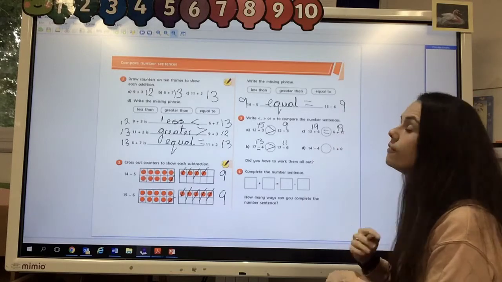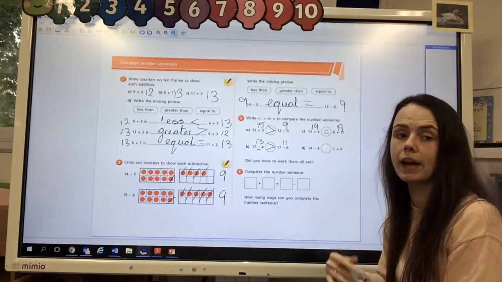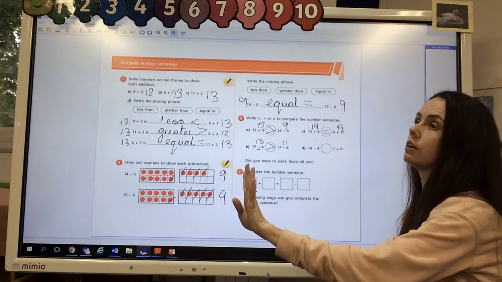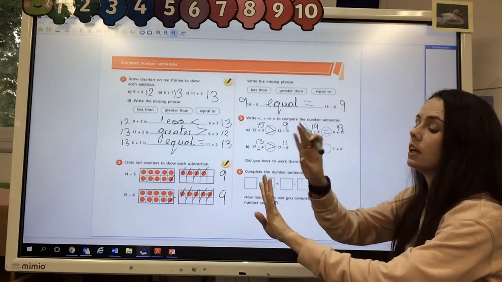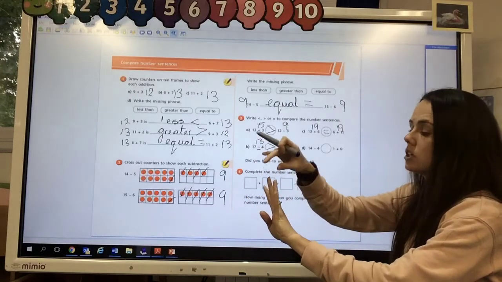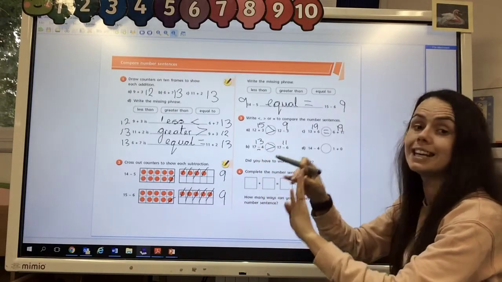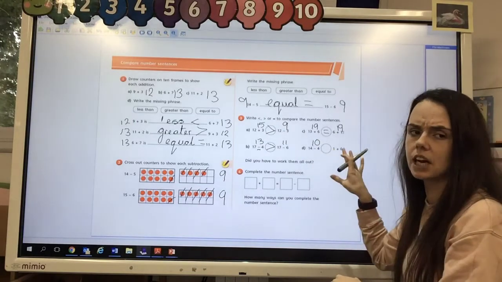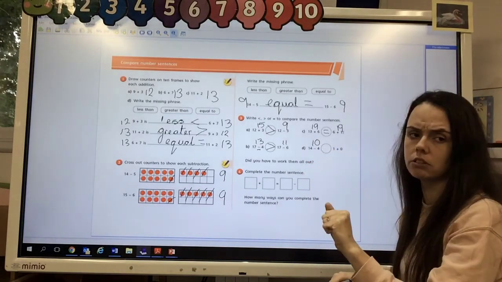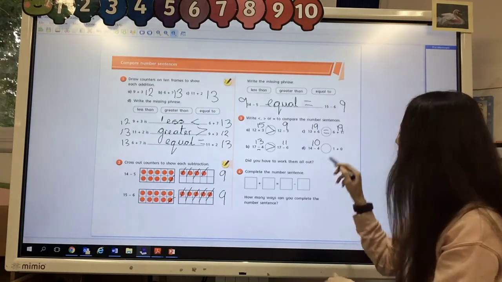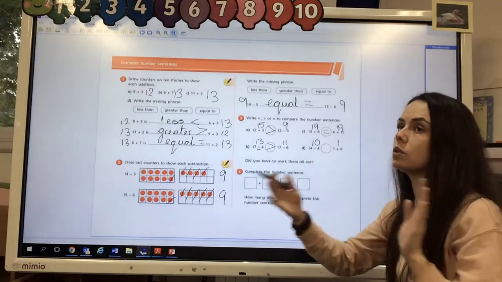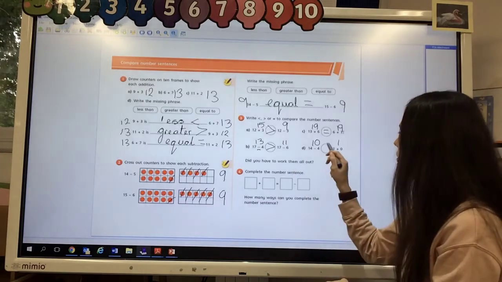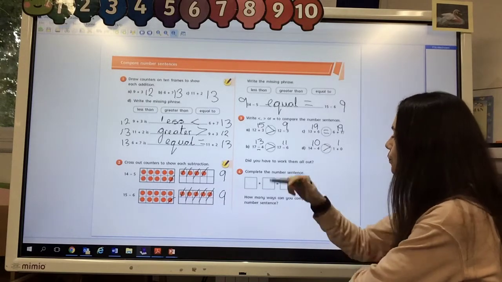This one, 14 take away 4. So put 14 in your head, hold up 4 fingers. 14, 13, 12, 11, 10. Now this side we've got 1 add 0. It's 1. So 10, is it bigger or smaller than 1? It's definitely bigger, isn't it? A lot bigger. Well done.